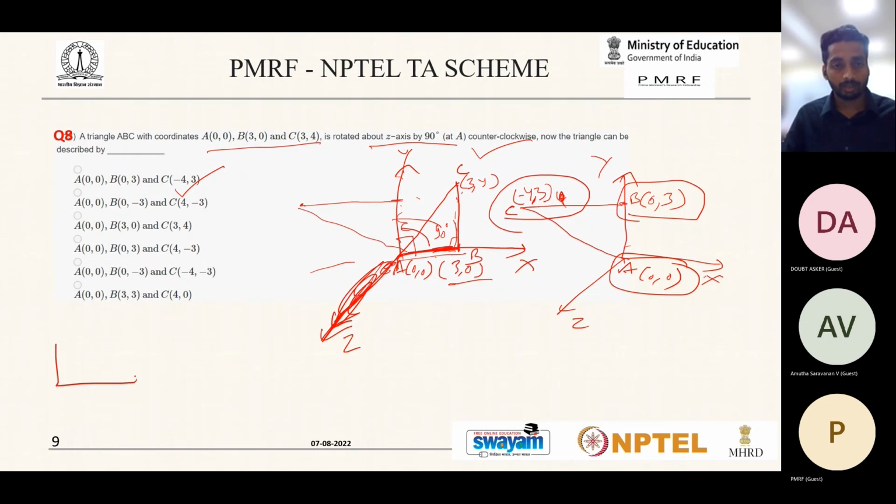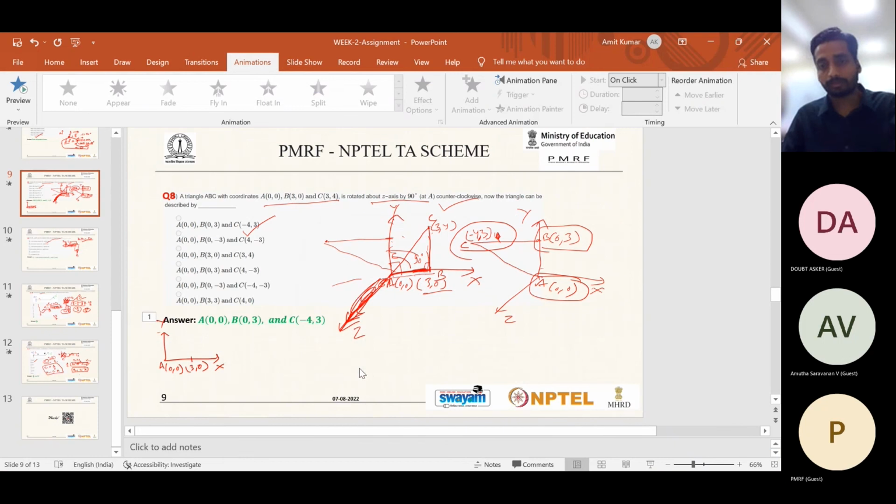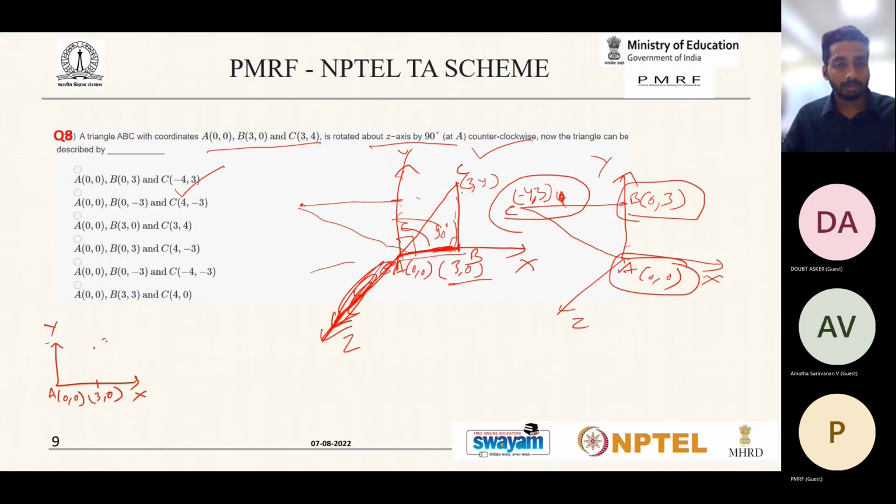So let me draw it here. Suppose you take the x-axis and y-axis, and you can see that in the question A is 0, 0. That means this is the origin, right? B is 3, 0, so it will be here, right? And C is 3, 4, which will be somewhere here. So if you draw it, this is the triangle initially given, and this is C, this is B, this is A. This much is clear, right?